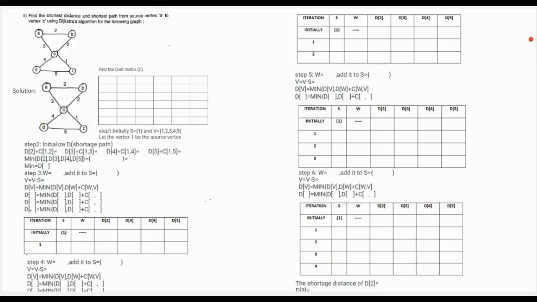So today we are going to find the shortest distance and shortest path from vertex A to B. We'll just consider using the Dijkstra algorithm. So we'll take this as 1, this as 2, this as 3, this as 4, and this as 5.